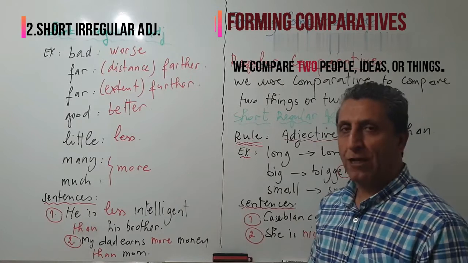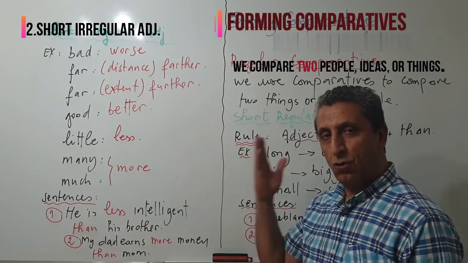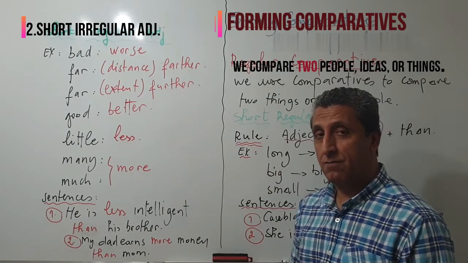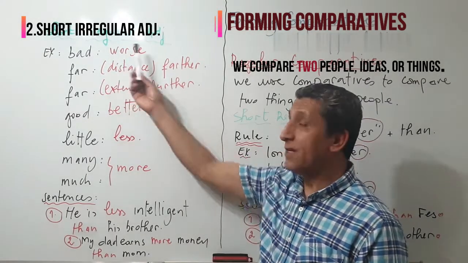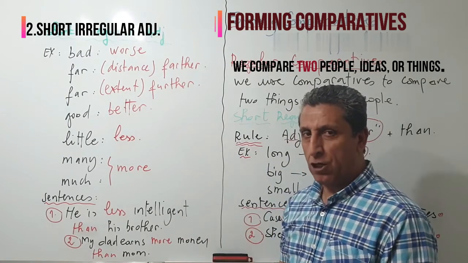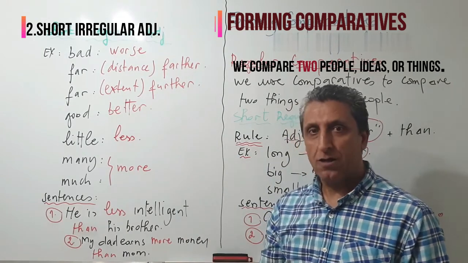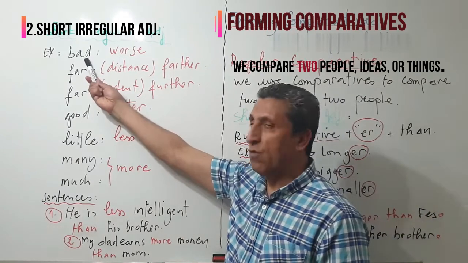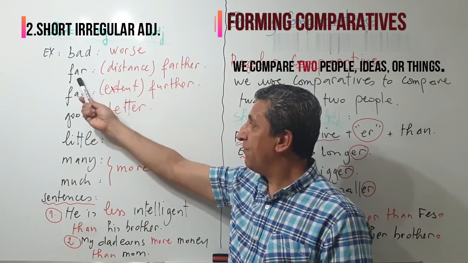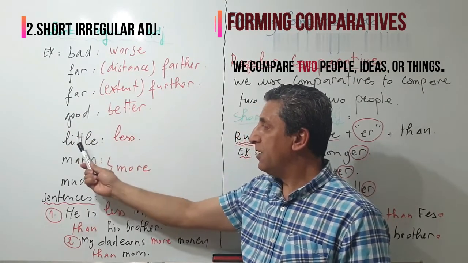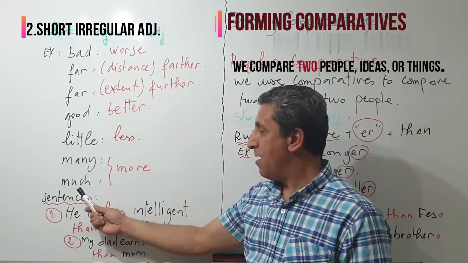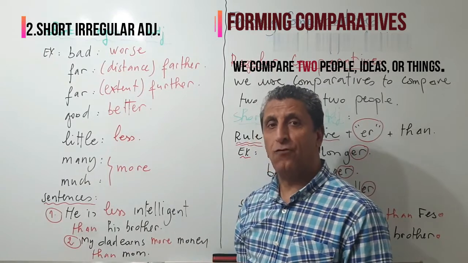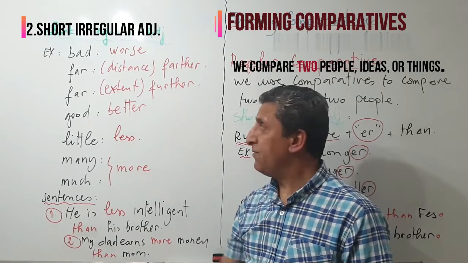Short irregular adjectives. Okay, so we talked about short regular adjectives, but now short irregular adjectives. Why irregular? Very simple. They are irregular because they do not respect the rule. We have bad, far, good, little, many, much. Okay? These are irregular. Now, what is the comparative form of the adjective bad?